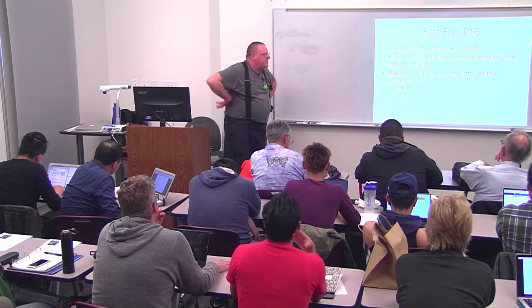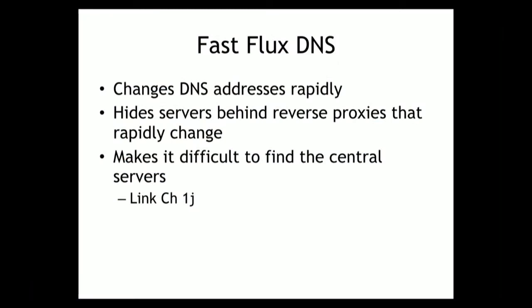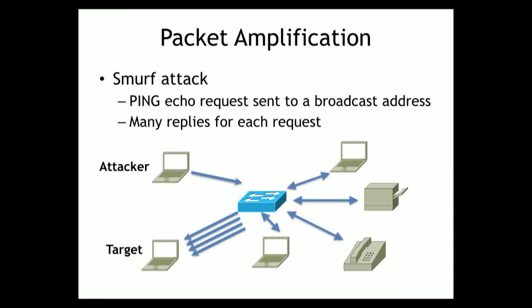And there's fast flux DNS. You can make a special DNS server that uses very short cache times so you can update it very quickly, like every few seconds, so that nobody can ever figure out which one of the servers it's on. And there's another thing people do to hide their command and control servers so you can't take them down.